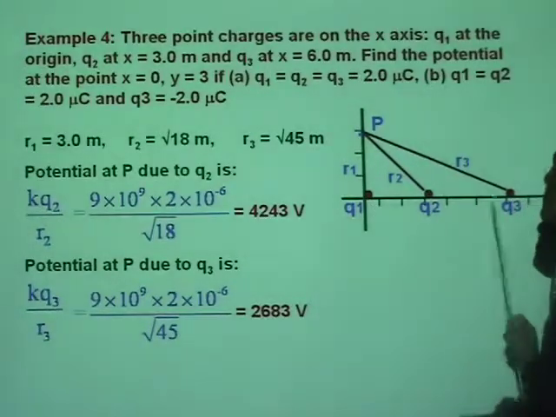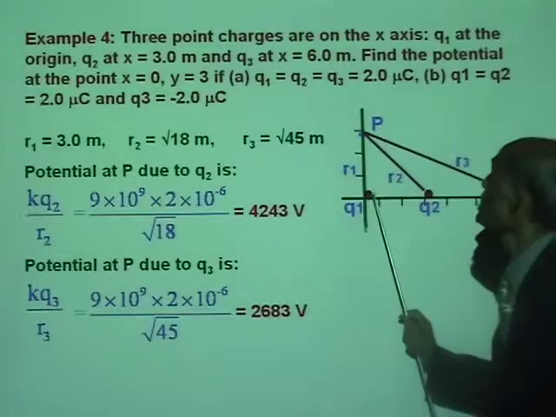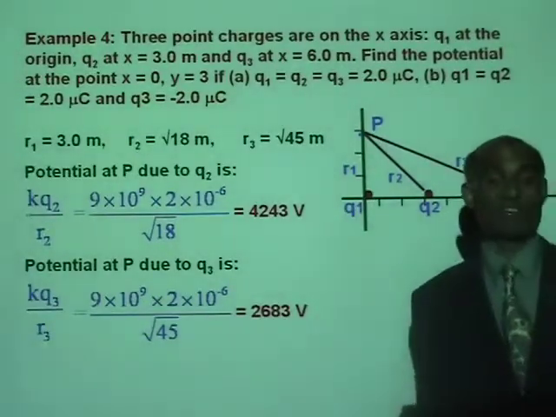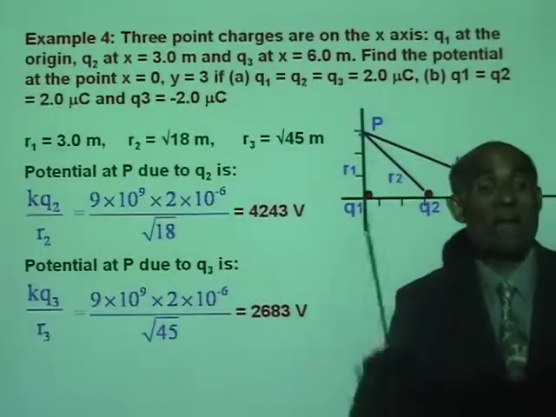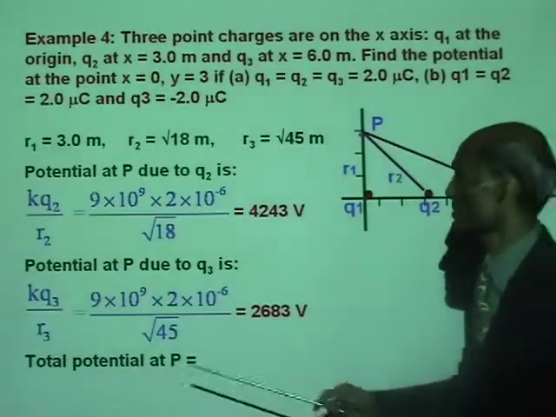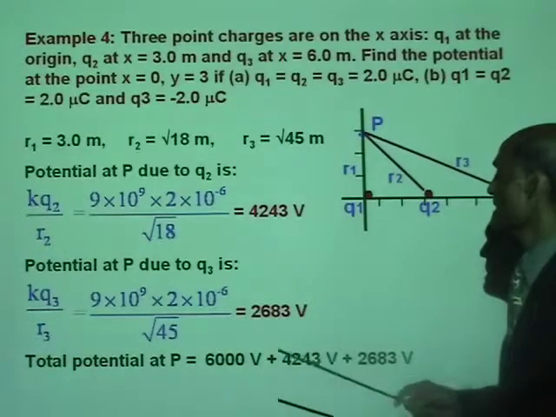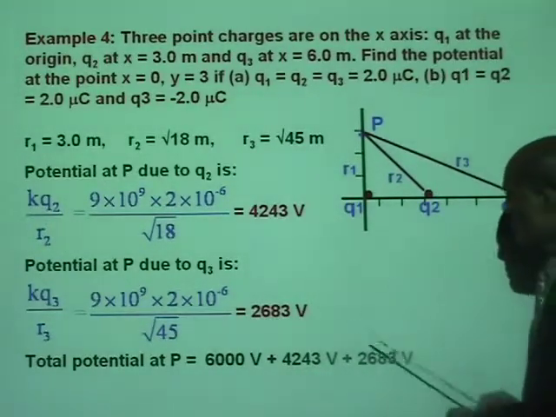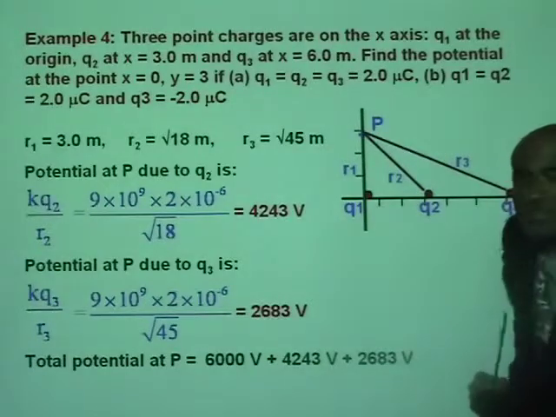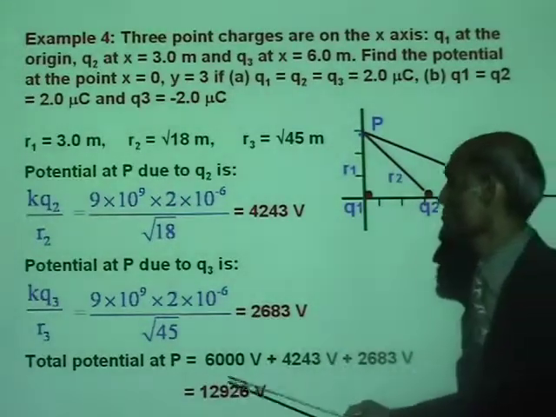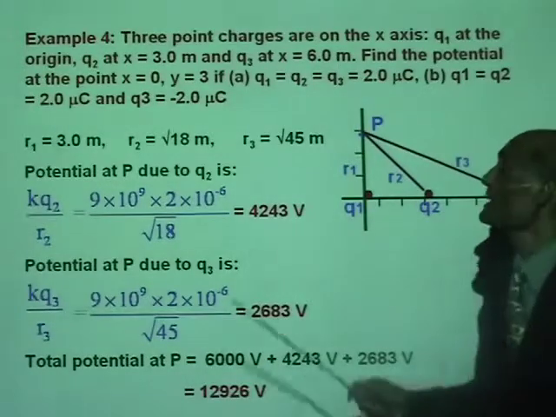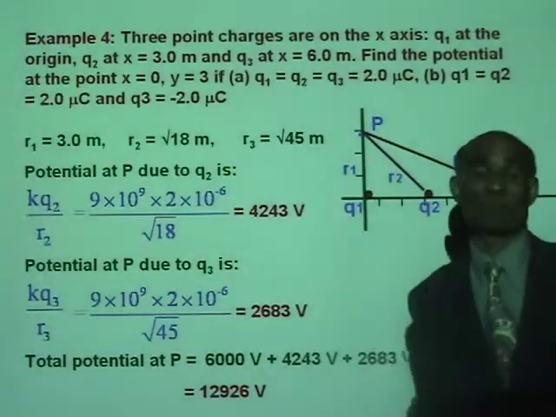All these charges are positive, therefore the potential at P due to each of these is positive. That means they will all simply add up to give you the total potential. The total potential at P is 6000 volts plus 4243 volts plus 2683 volts. That is 12,926 volts, the total potential at P.